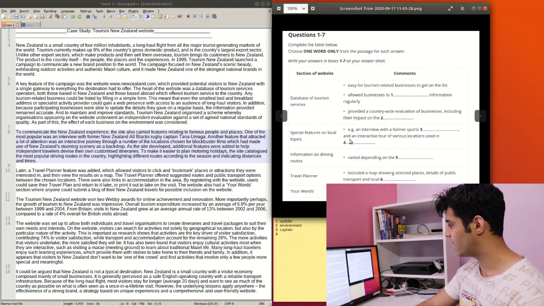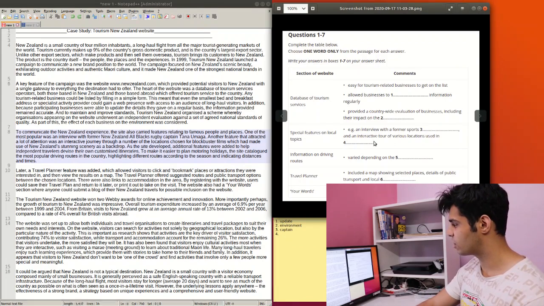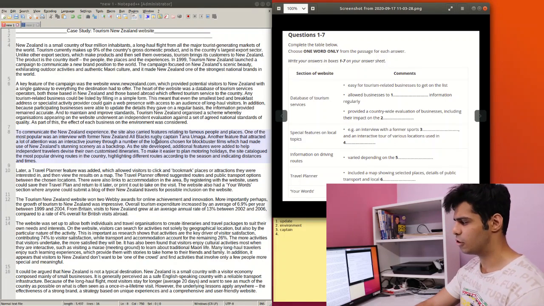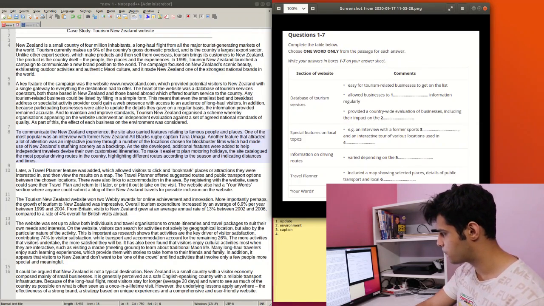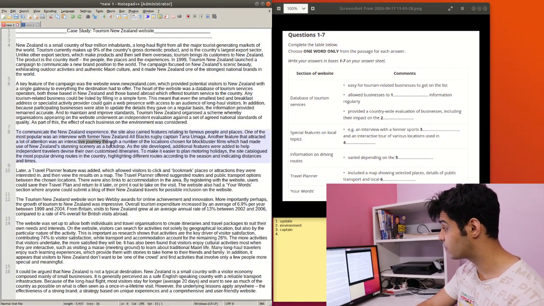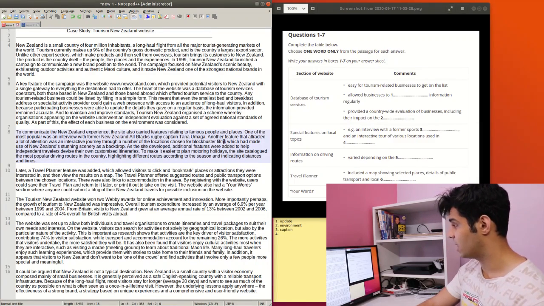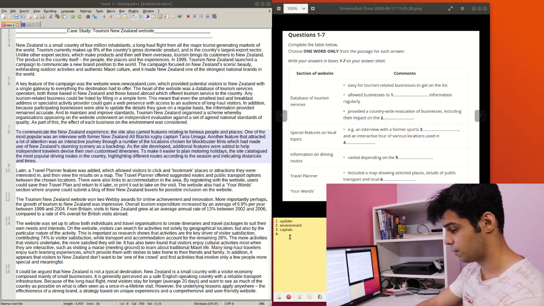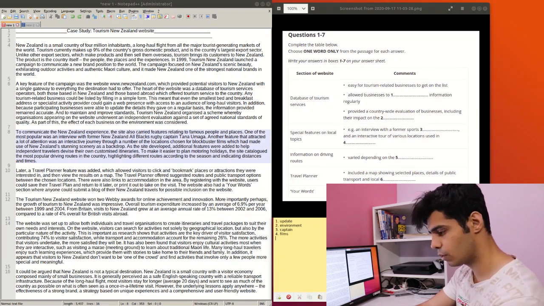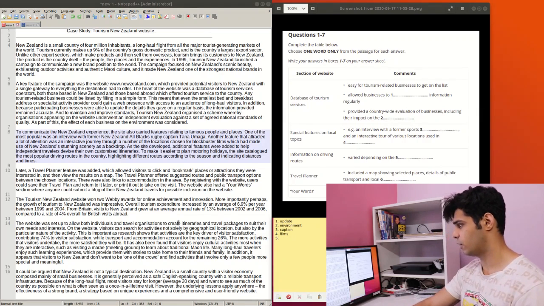So, an interactive tour of various locations used in what? Well, we actually saw something about some blockbuster movies, I believe. Right, so an interactive journey through a number of locations chosen for blockbuster films, right? And that's exactly what they're talking about. So the answer over here is films. We'll move on to the next one, the fifth one over here.